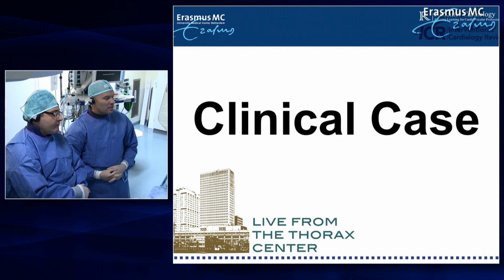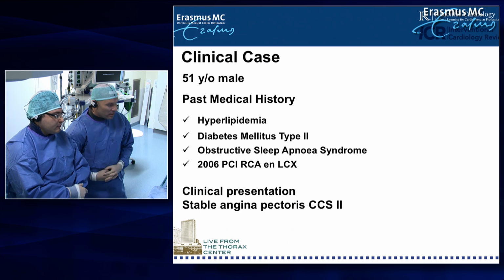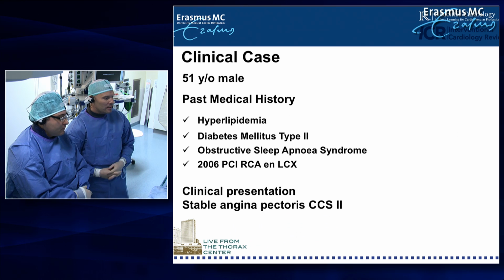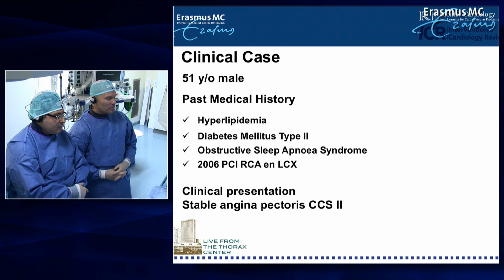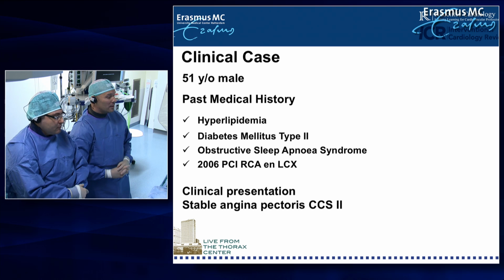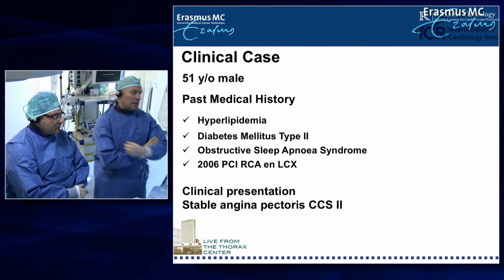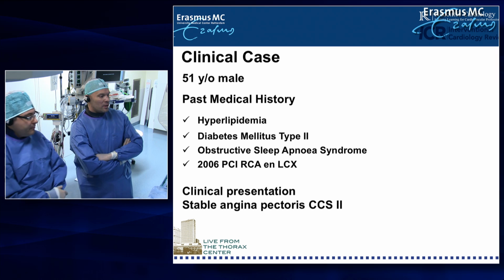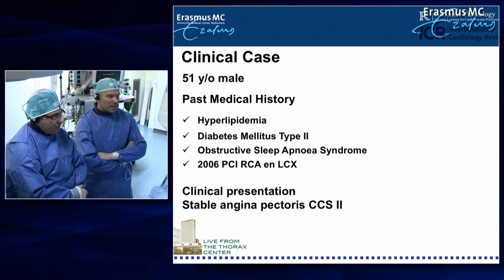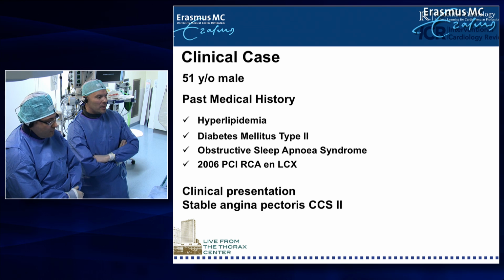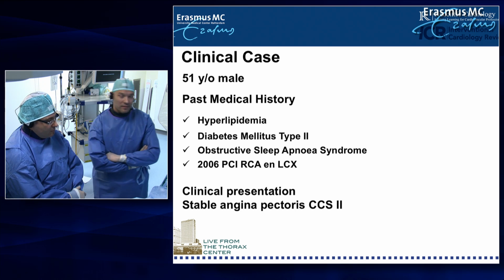And our patient is a 51-year-old male with a past medical history of hyperlipidemia, diabetes, obstructive sleep apnea syndrome, and also he already had some stenting done in 2006 of his right coronary and his circumflex artery. At this point in time, he has recurrent angina, and he was admitted to one of the referring hospitals where they did an angiogram. And by angio, it was clear that the patient had a distal left mainstem stenosis.